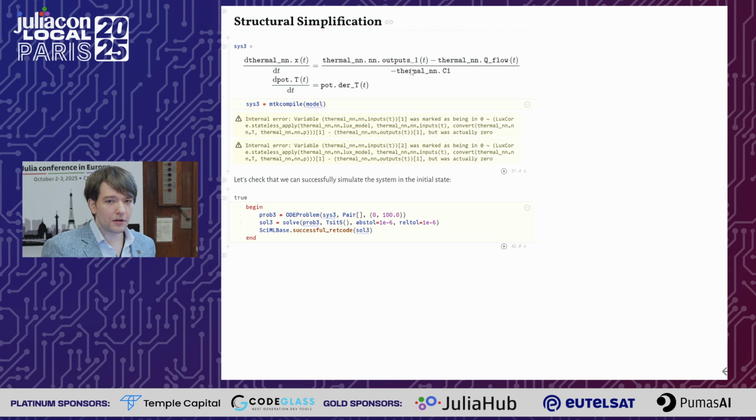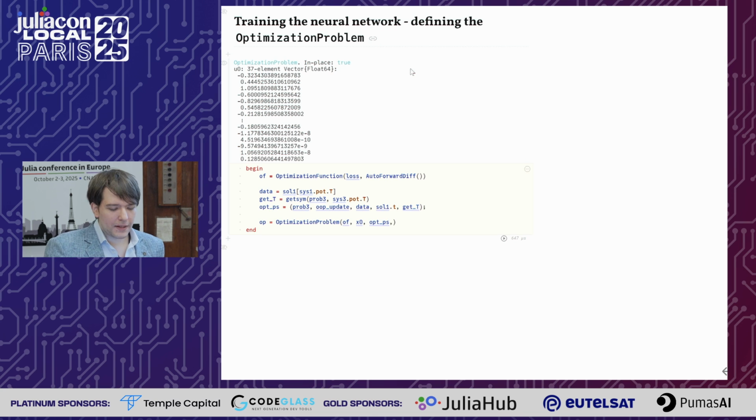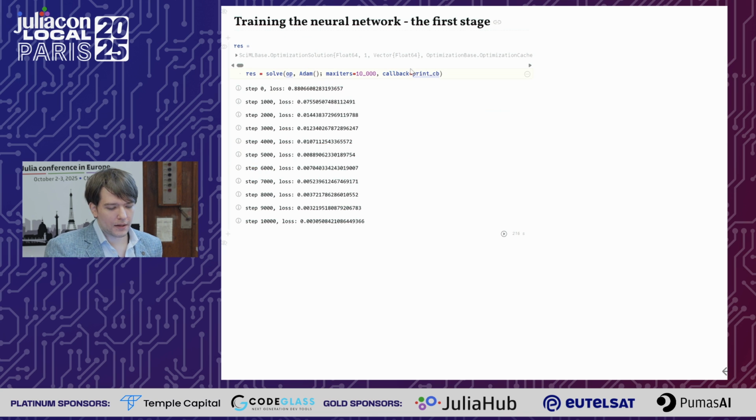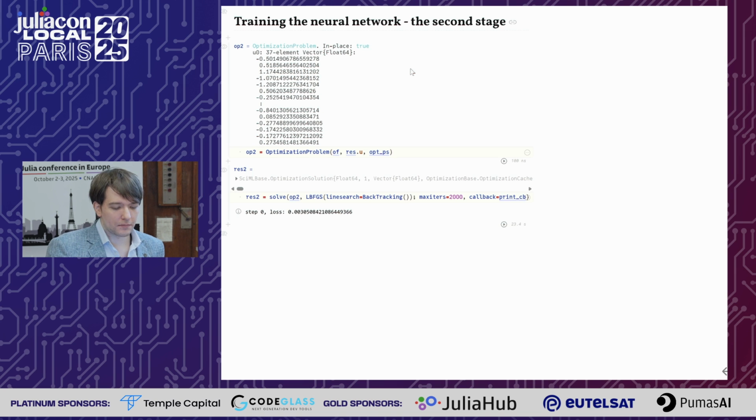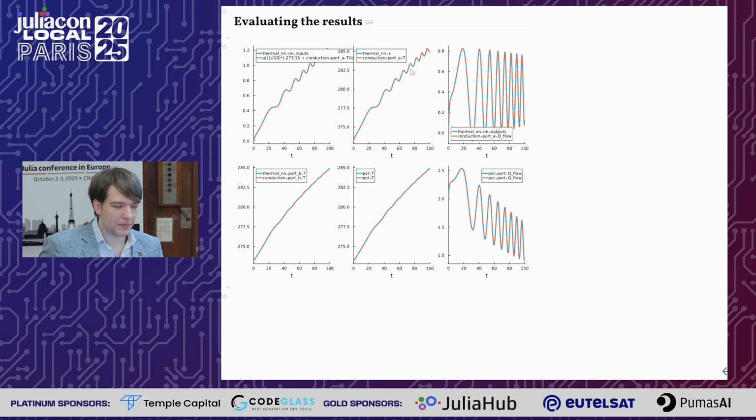And now it's just a simple parameter fitting problem, because we just have the weights of the neural network, which is essentially a vector parameter inside our system, and we are just going to train the neural network by building an optimization problem and then solving it. We have Optimization.jl, which can help us with that. And here I'm showing a two-stage solving where you first do ADAM and then LBFGS. And we can evaluate the results and see that it fits well.